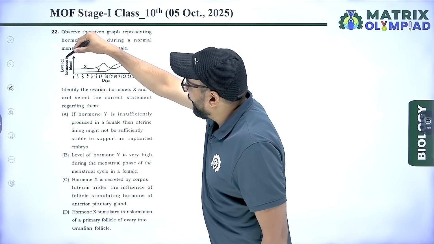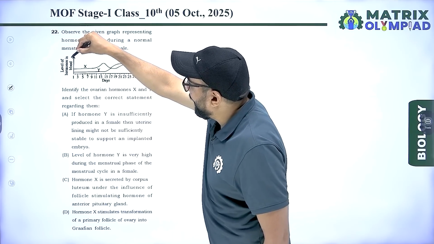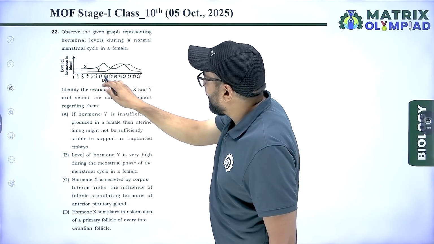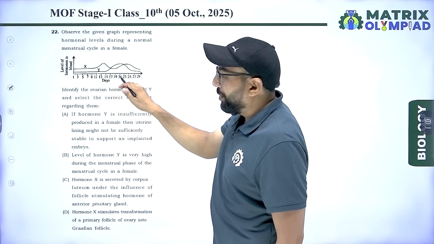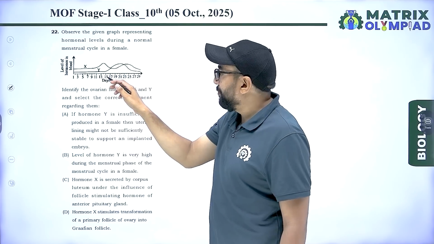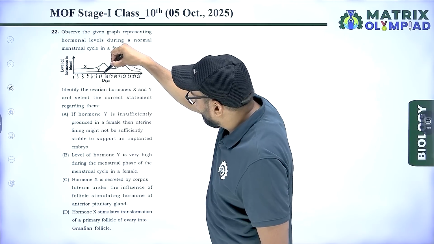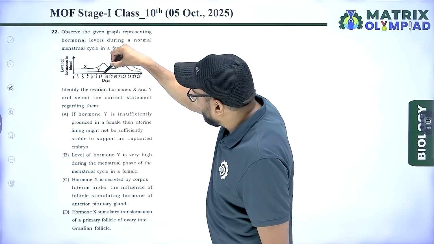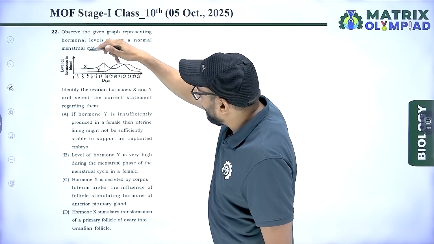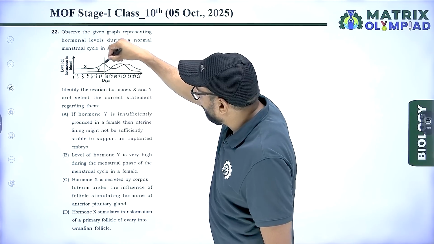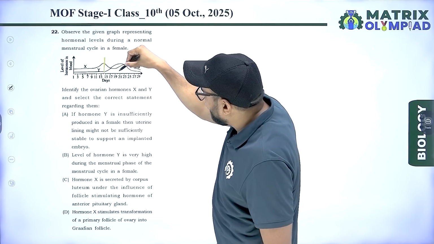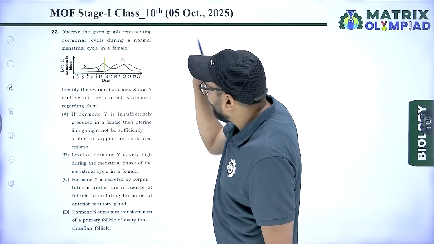This is the level of hormone in blood, and these are the days of the monthly menstrual cycle. Days 14, 15 are the peak level of hormone.